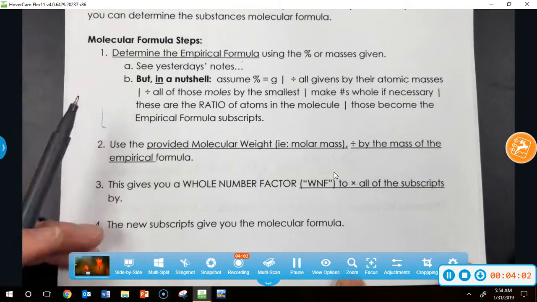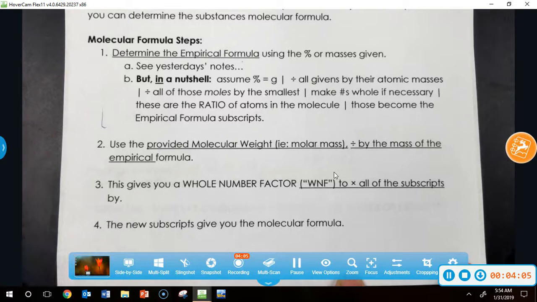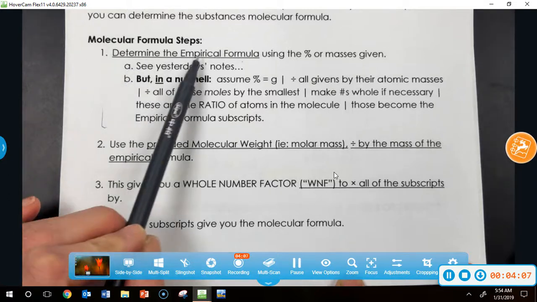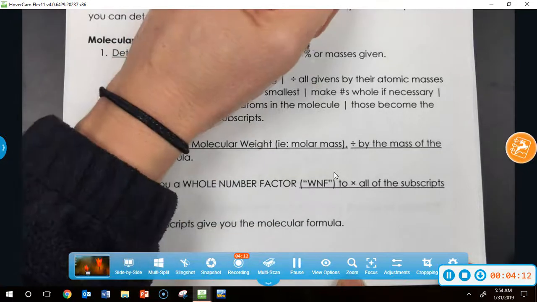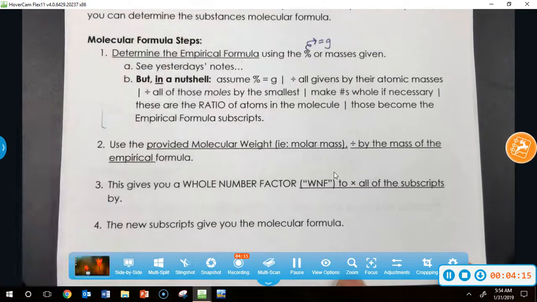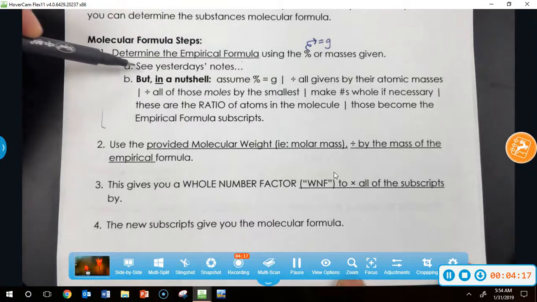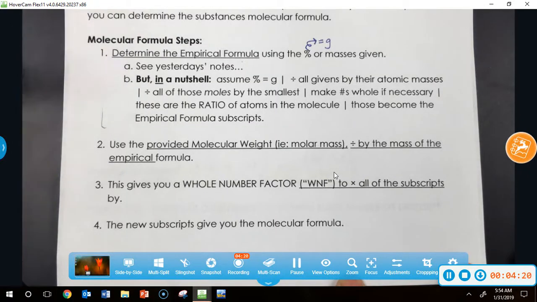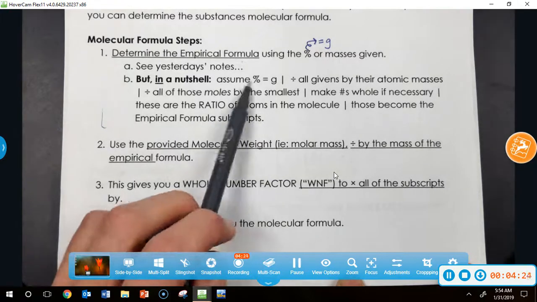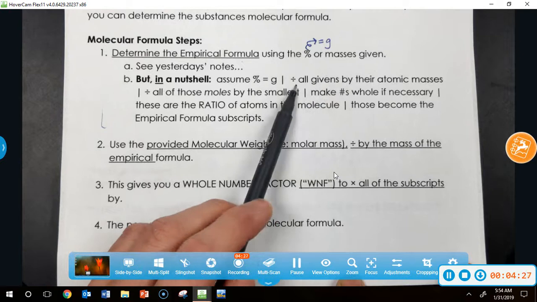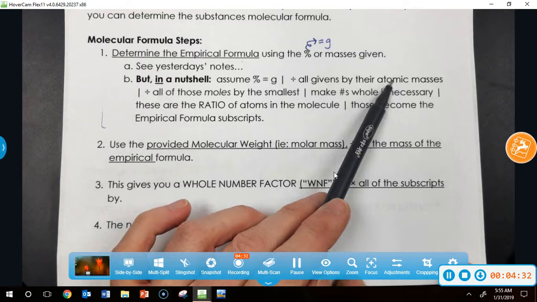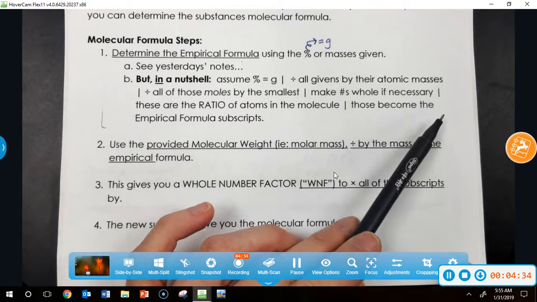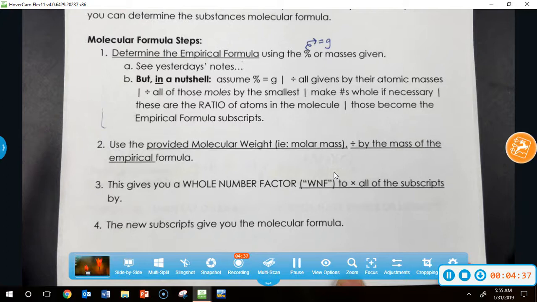Okay, so if I'm going too fast for you, you can just pause the video. Your first step is going to need to be to determine the empirical formula, right, using either the percent or the masses given. Remember, you can assume percents equal grams. Again, you wrote this already in Wednesday's notes, not yesterday. But in a nutshell, just in case, step 1 is to assume your percents are grams. Step 2, divide all of those given masses or percentages by their atomic masses. Okay, that will give you the moles of each of those atoms or elements.